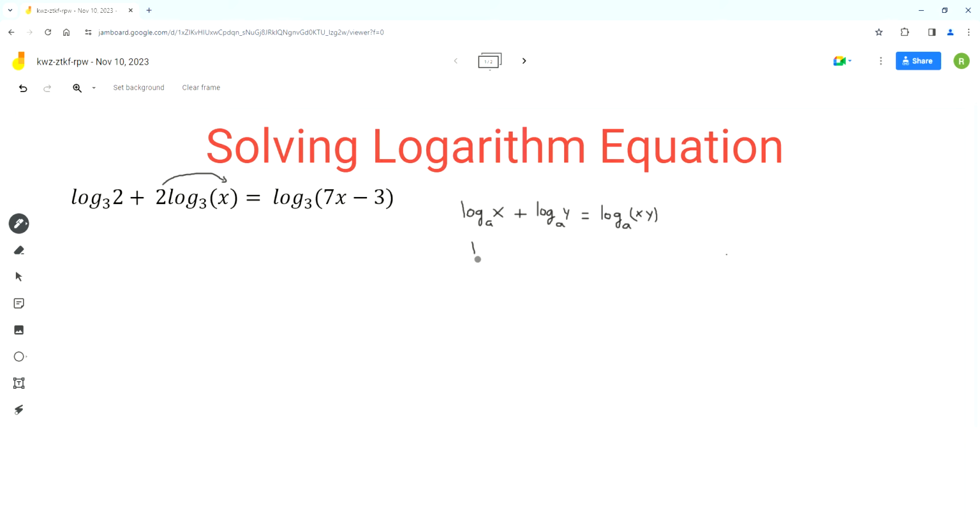So I'll write that law on the board. So log of x to the base a, and if the coefficient is y, we can rewrite this as log of x to the power y to the base a. So this will be our first step. So log of 2 to the base 3. So the first term stays the same and the second term becomes log of x squared to the base 3, and then the right side stays the same.